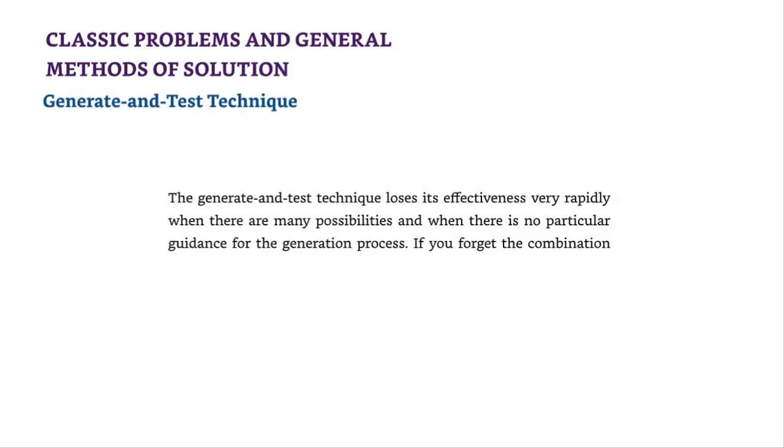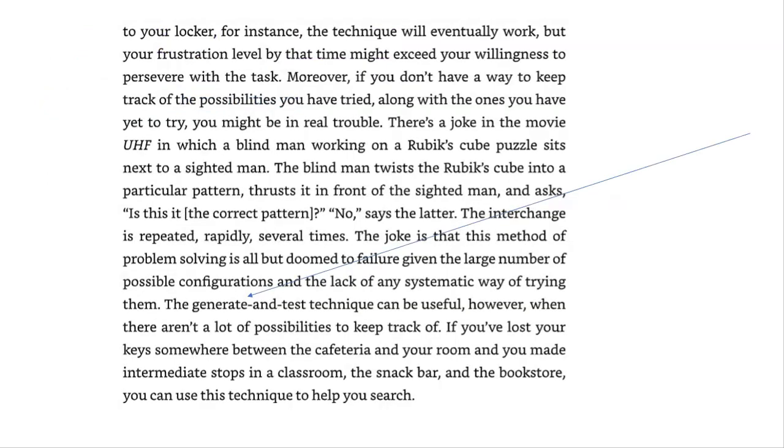So the generate and test technique loses its effectiveness pretty rapidly when there are many possibilities, when there's no particular guidance for the generation process. So these last few sentences are pretty important to this idea. The generate and test technique can be useful when there aren't a lot of possibilities to keep track of. If you've lost your keys somewhere between the cafeteria and your room and you made intermediate stops in the classroom, etc., you can use this technique to help you search.